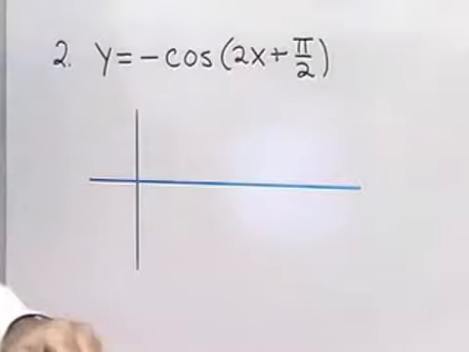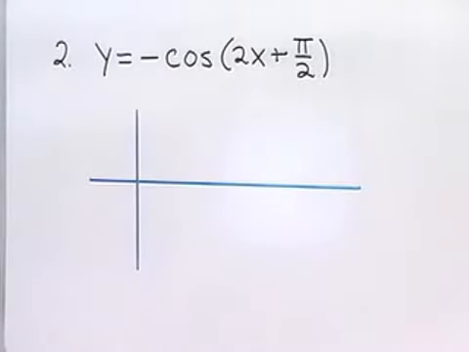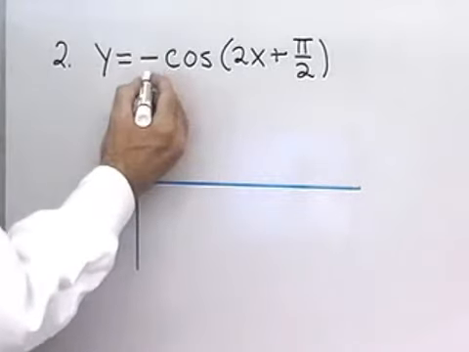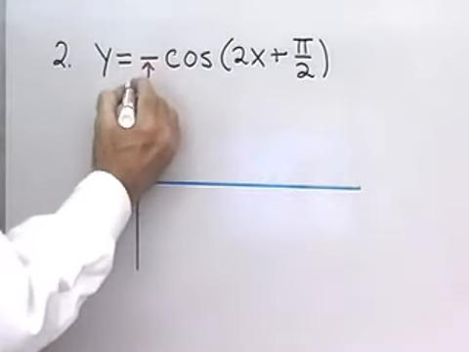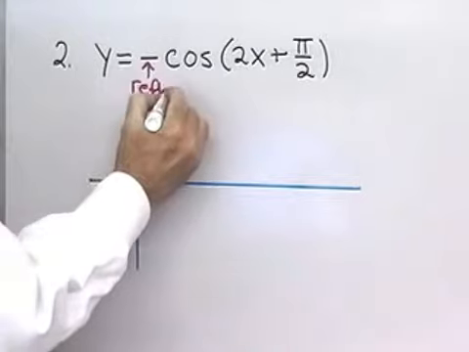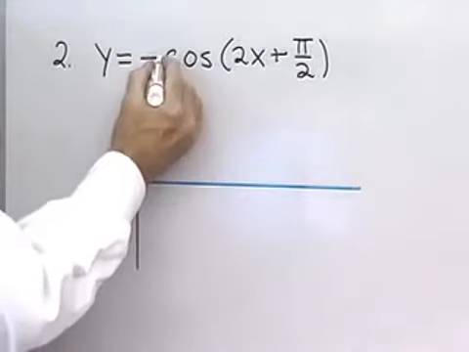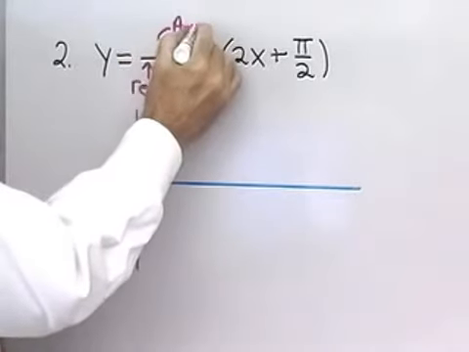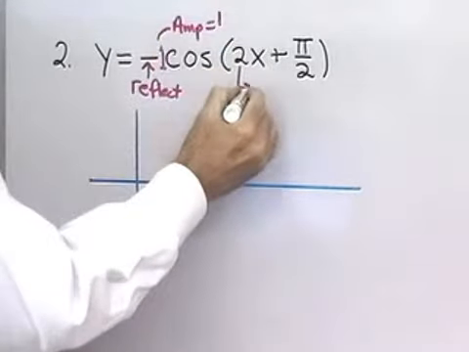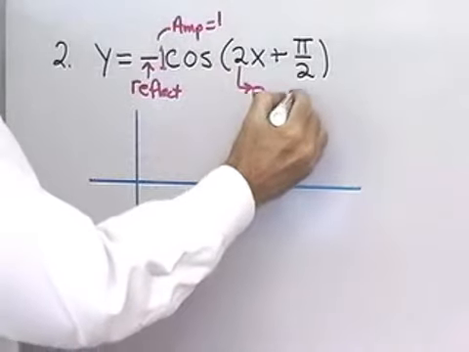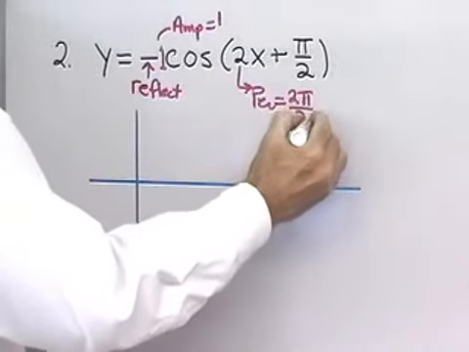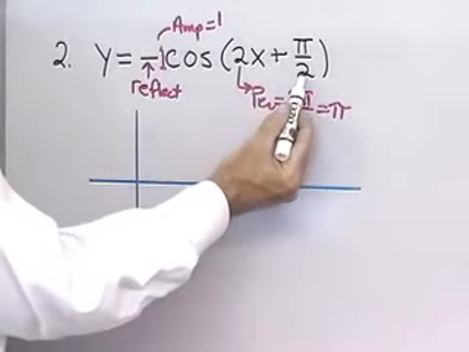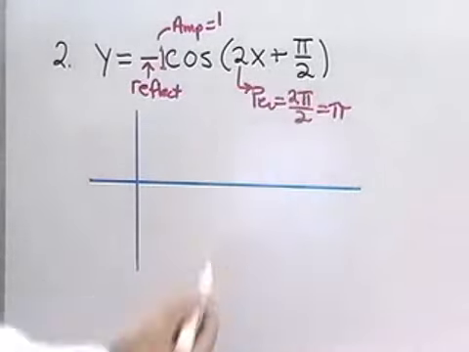Let's try another one. y equals negative cosine of 2x plus pi over 2. The negative sign here tells me that the graph is reflected. This coefficient right here, 1, tells me that the amplitude is 1. This coefficient tells me that the period is going to be 2 pi divided by 2, which is pi. And then the combination of this coefficient and this constant term right here will give me the phase shift.